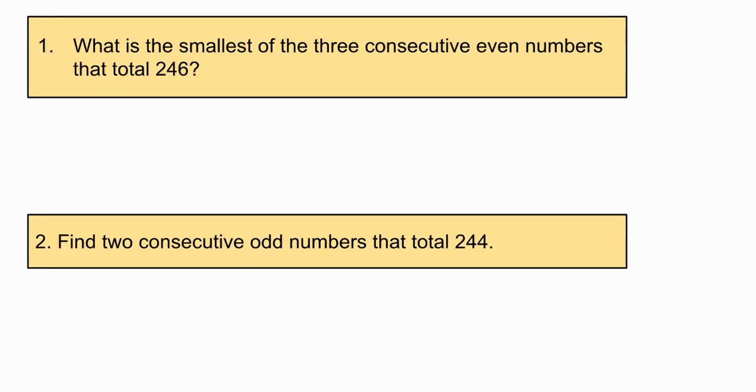There are two very similar practice problems. The first one's the smallest of three consecutive numbers that total 246. And the second, two consecutive odd numbers that total 244. So go ahead and pause the video right now and work on these problems, and then you can continue the video when you're ready to see the answers.